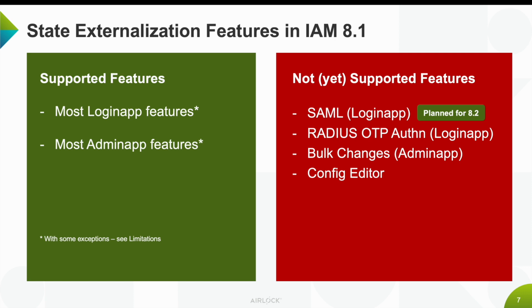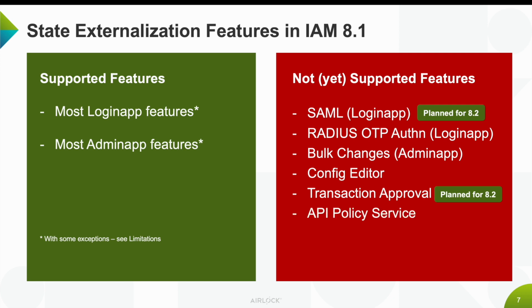So the idea is that you configure the IAM in a standalone or in a traditional setup and then use the configuration in an active setup or within a Kubernetes cluster and so on. Transaction approval is also not yet available, but this will be part of 8.2. And also the API policy service is not yet part of the stateless feature, but it may work to a great extent without doing anything.